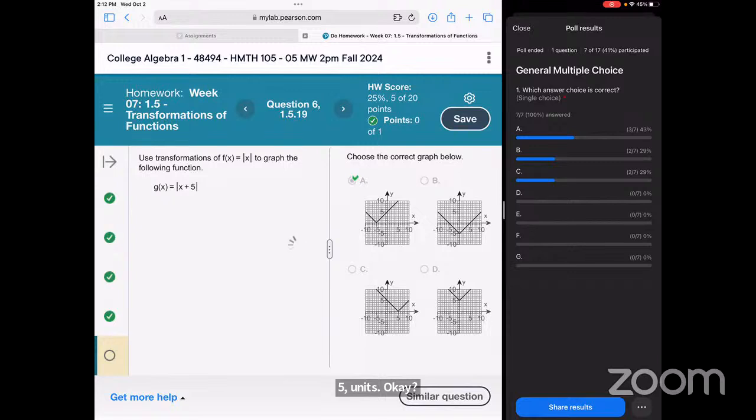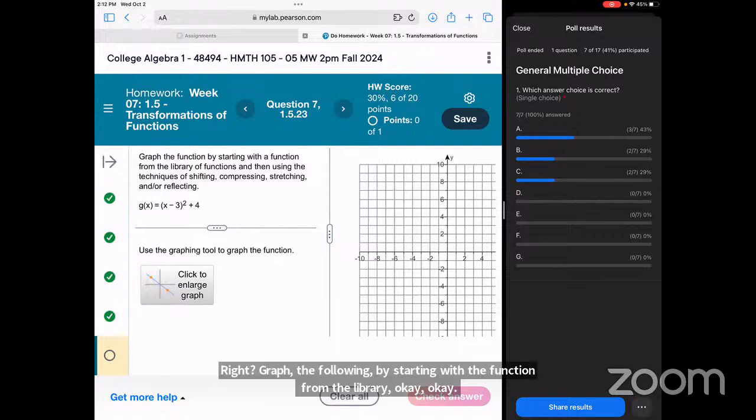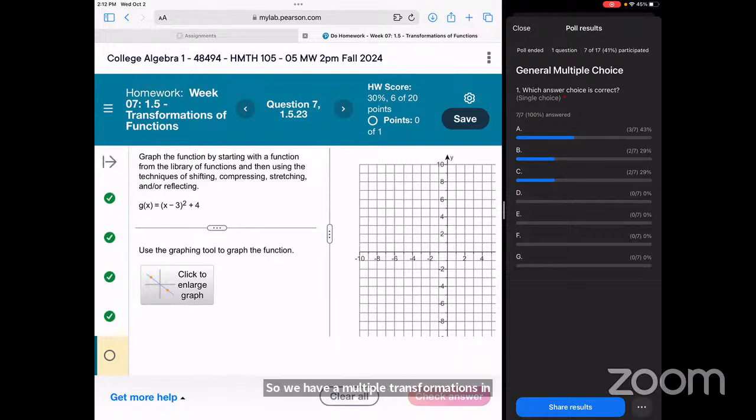Man, I might be going too fast. We are breezing through these, right? Graph the following by starting with the function from the library. Okay. So we have multiple transformations in one go. I might have to suppress that for it to work.